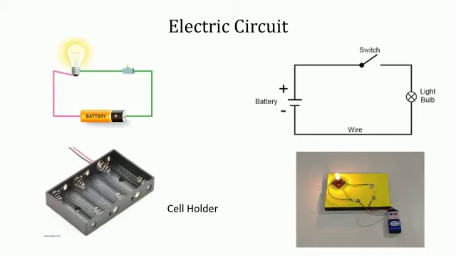When the plug key or switch is closed, the bulb lights up. This means that a current flows through the circuit and the bulb lights up. When we remove the cell, the electric current flowing through the circuit stops and the bulb stops glowing. This type of connection of electrical components is called an electrical circuit.